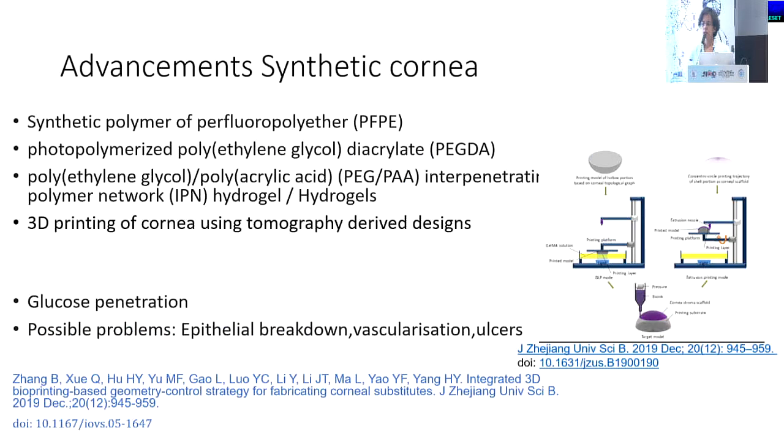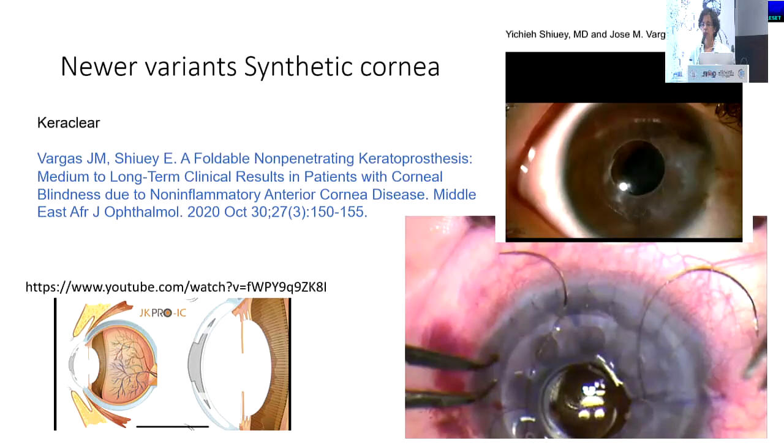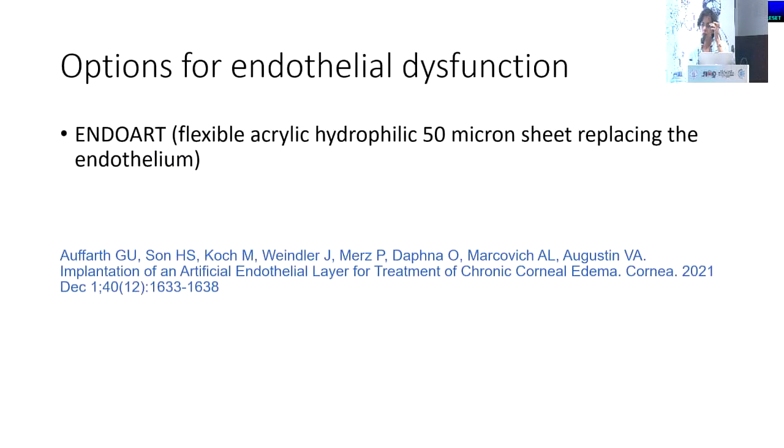Also there are advancements like pure synthetic corneas which have been 3D printed. They should be glucose penetrable, and possible problems here are again epithelial breakdown, ulceration, vascularization. Animal studies as well as early human studies are being done in blind eyes. Again, there are newer variants like this Clear, which is tucked into the stroma instead of a DALK procedure, and also the JK Pro. And the EndoArt is a flexible acrylic hydrophilic sheet which replaces the endothelium instead of endothelial keratoplasty.